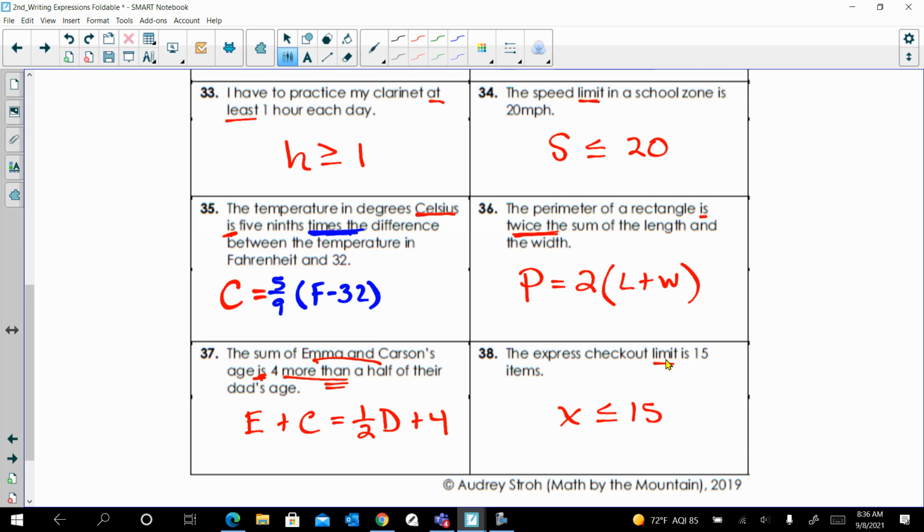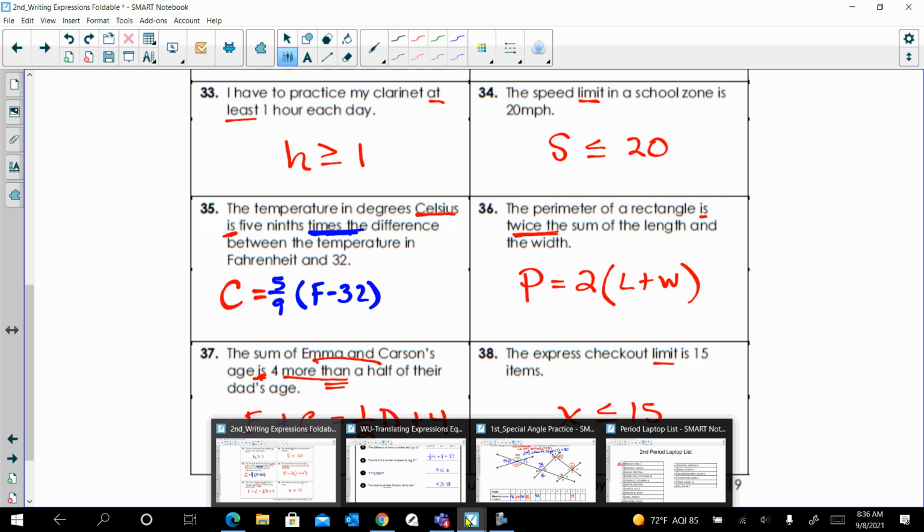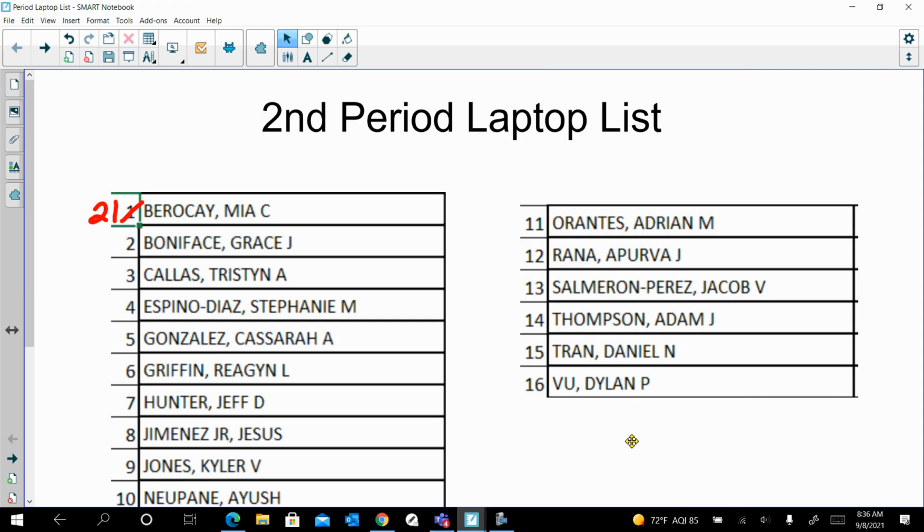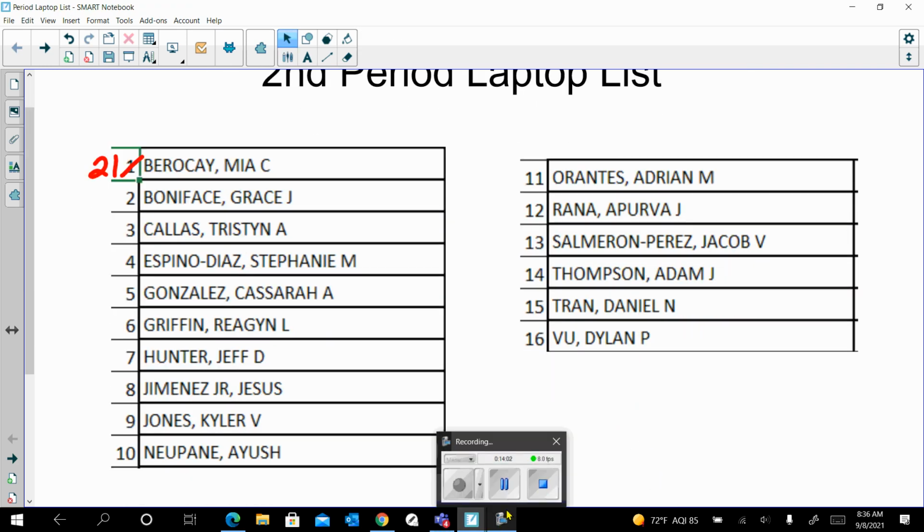Okay, so this goes in after your blue foldable. So glue this down, and then glue down your warm up. And here's your list of your laptop.